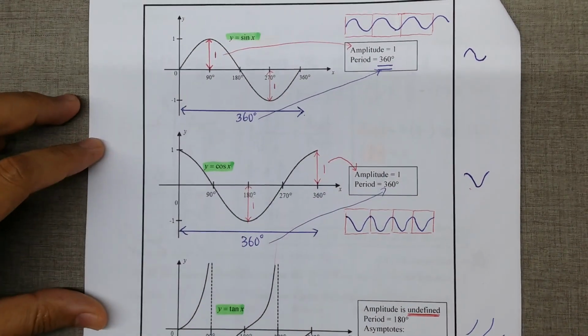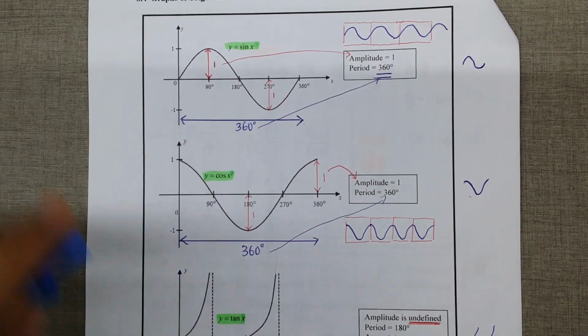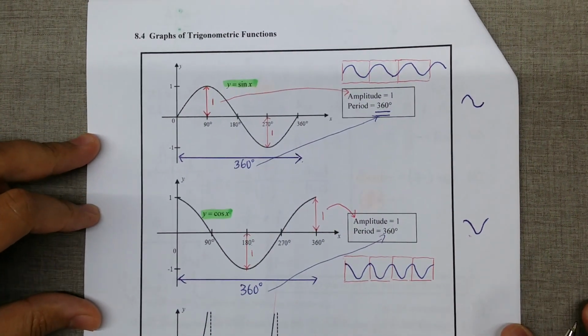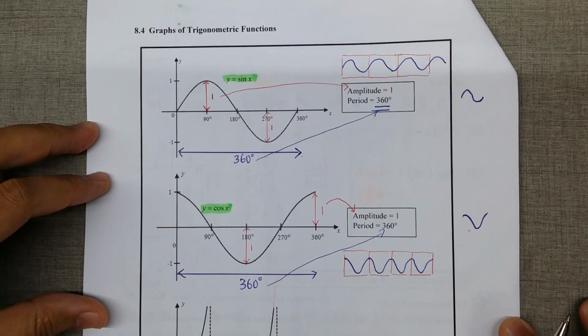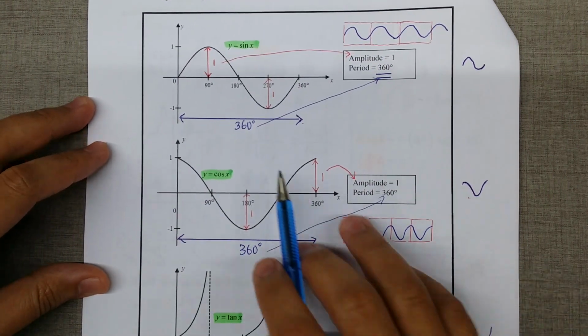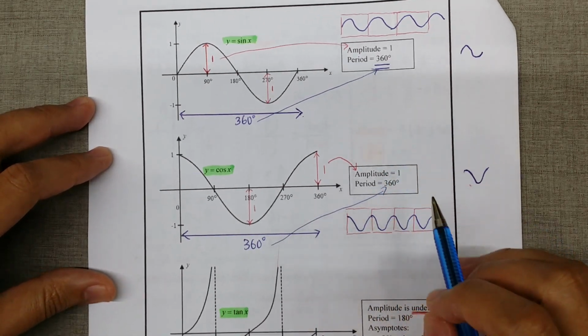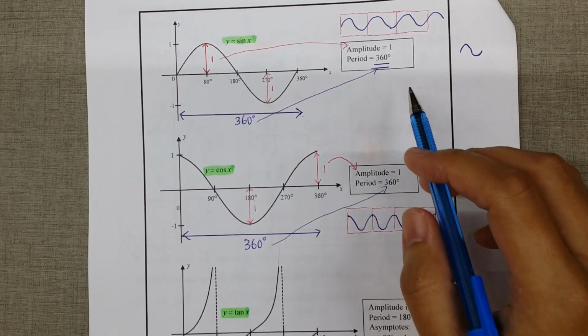Okay, I'm sorry the video got cut off halfway because there's not enough memory. So we are at 8.4, graphs of trigo functions. We have covered sine, cosine, tangent. We have covered amplitudes. Now we are at period, right?